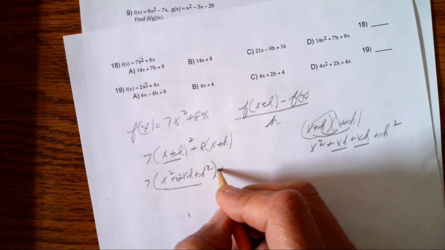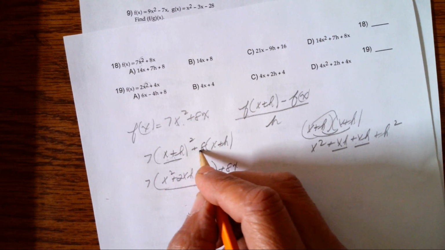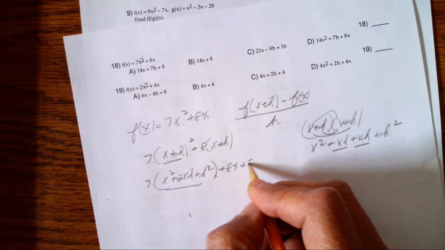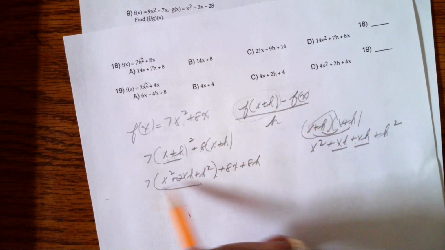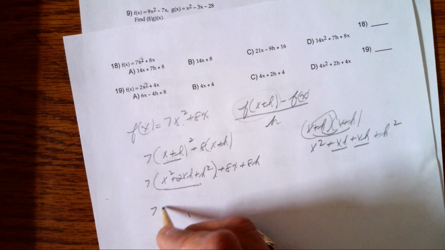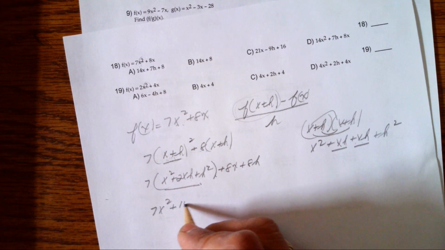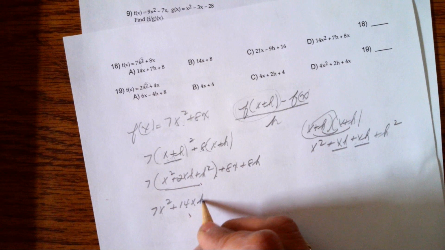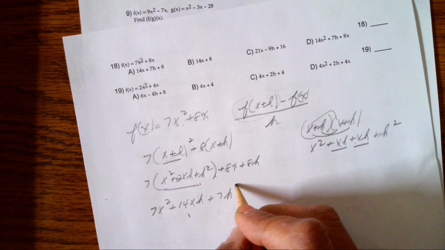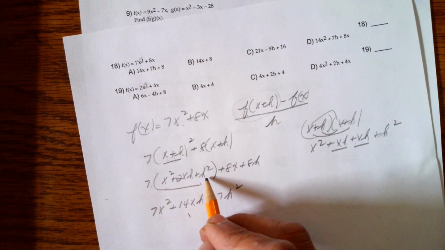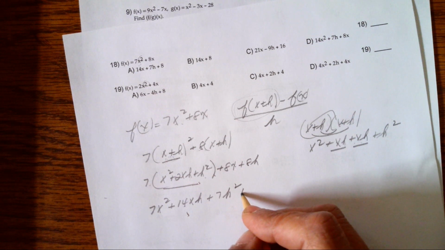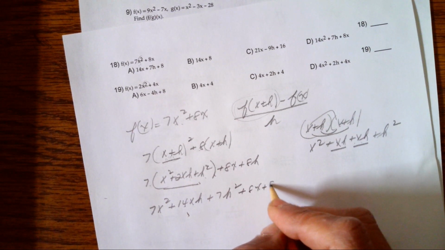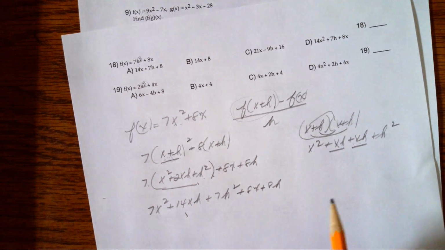Plus 8 times x is 8x. Plus 8 times h is 8h. Here again, I'm just working on this. I haven't even got to this part yet. I'm still working here. Distributing, I've got 7x squared plus 14xh plus 7h squared. I'm taking the 7 and multiplying it times everything in the parentheses. Plus, let's see, plus 8x plus 8h. Wow, it's a long thing.